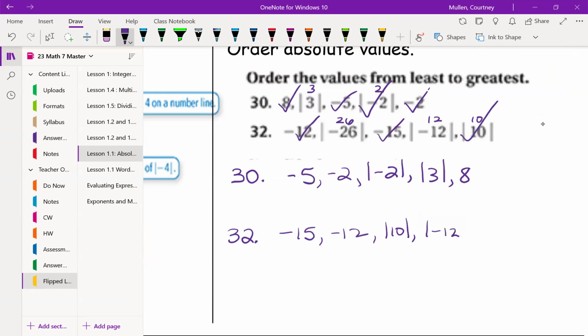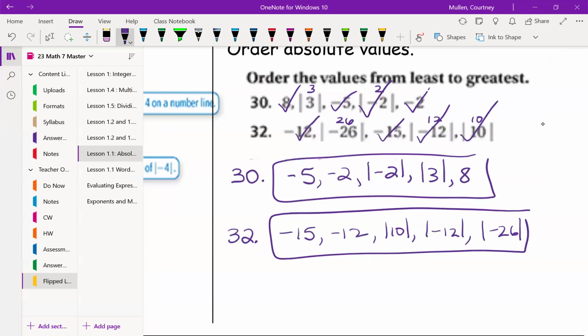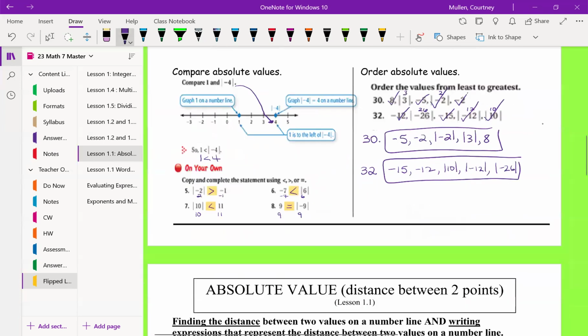Absolute value of -12. And finally, the greatest value is the absolute value of -26. So here's my answer for 30, and here's my correct order for 32. Let's go on to the next page.